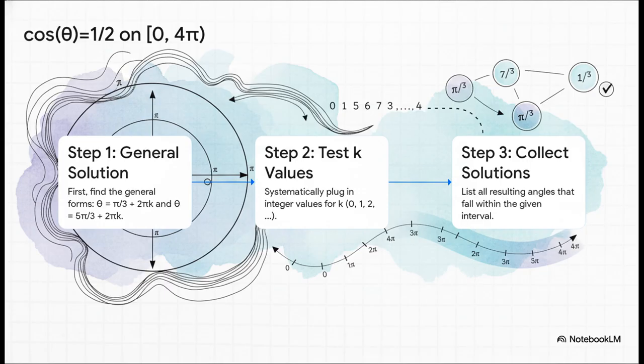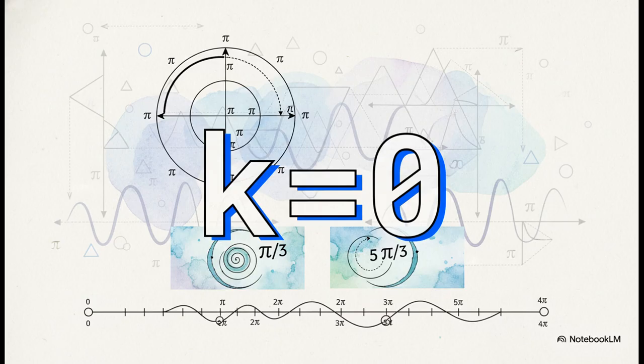First, we find the general solution. We already know how to do that. Then, we just start plugging in integers for k. Start with k equals 0, then 1, then 2, and so on. We just keep any answer that happens to land inside our target interval. So let's start testing our k values.